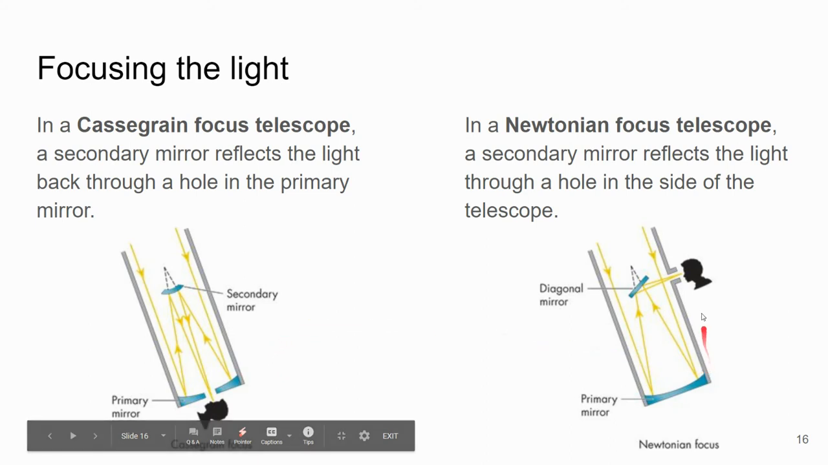The other type, the light comes in, hits the primary mirror, goes back up to a secondary mirror, but instead of being sent back down through the donut hole, it is just shot out through the side, and you make your image over here.